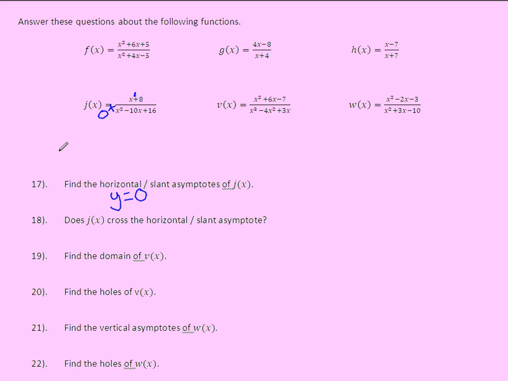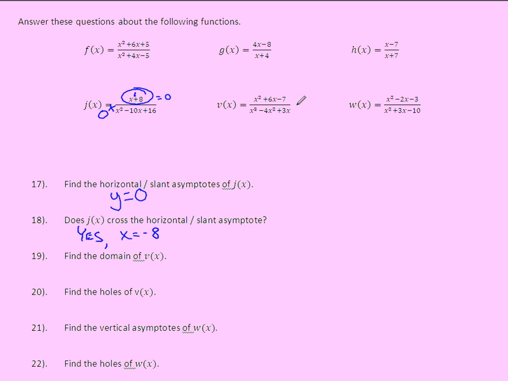Okay, now does it cross the horizontal asymptote? Well, here's my remainder, x plus 8. So I set it equal to 0, and that means I will get x equals negative 8. That's when it will cross. So yes, it does, at x equals negative 8.